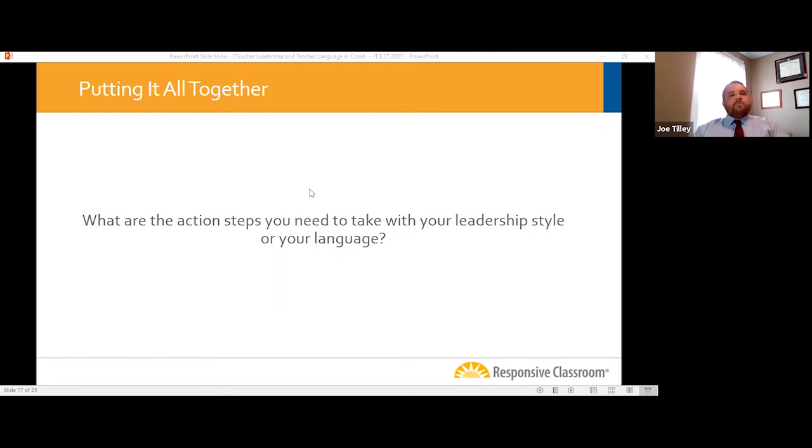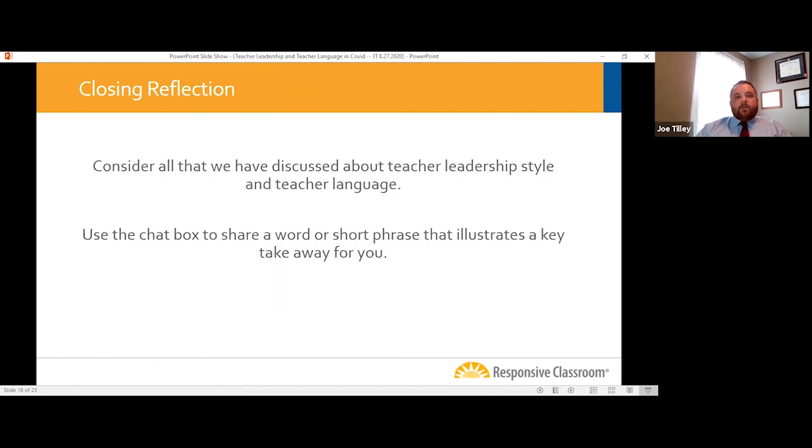So thinking in terms of putting this all together, to close us out, we're going to talk a little bit just about putting this all together. And so just from a closing reflection piece, I'd like for you to take a few seconds to think about this, and then just find the chat box and use it to share a word or a short phrase that illustrates one of the key takeaways for you.